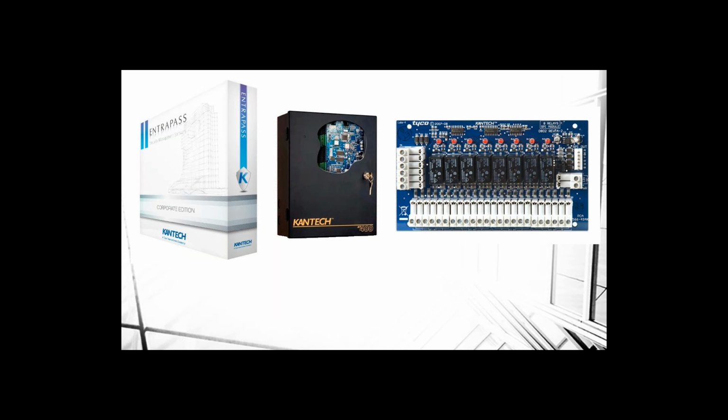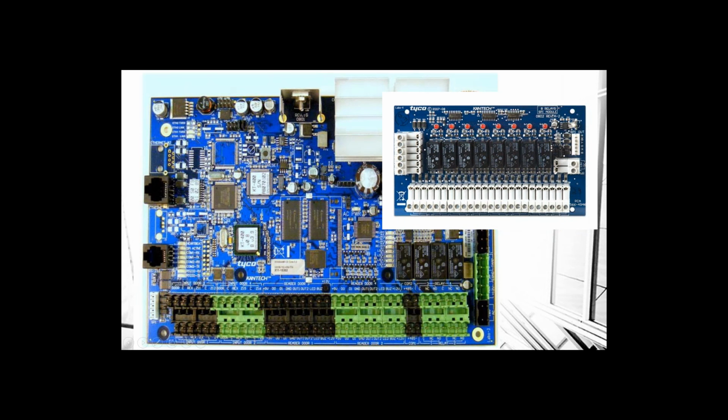Let's take a closer look at the equipment: the KT400 controller and the relay module. The relay module has 8 relays on board for the KT400, and each relay has an LED, so we'll be able to know if a relay is activated or deactivated just by looking at the relay board when it's communicating.